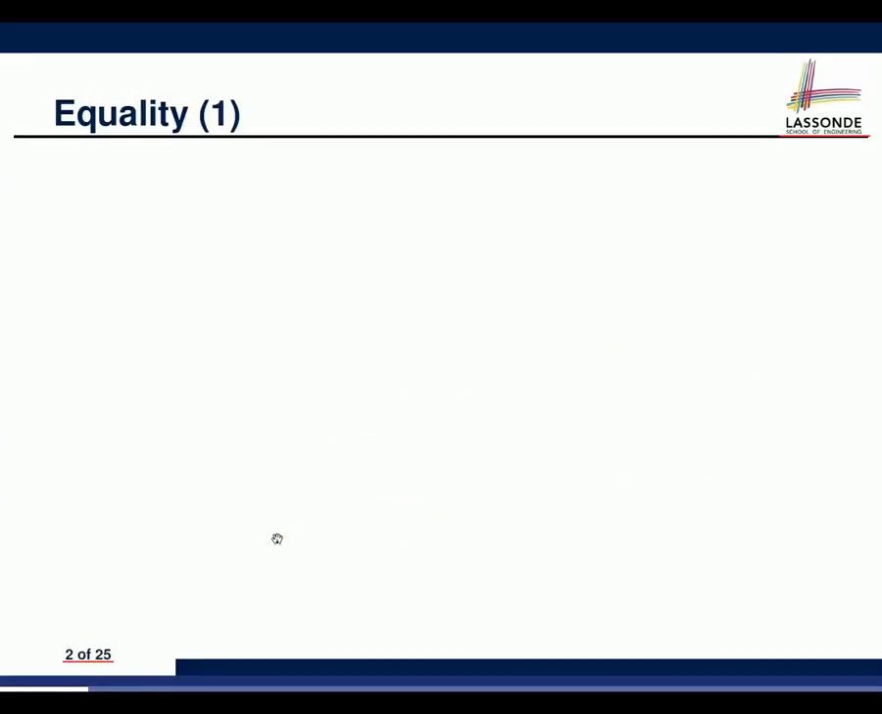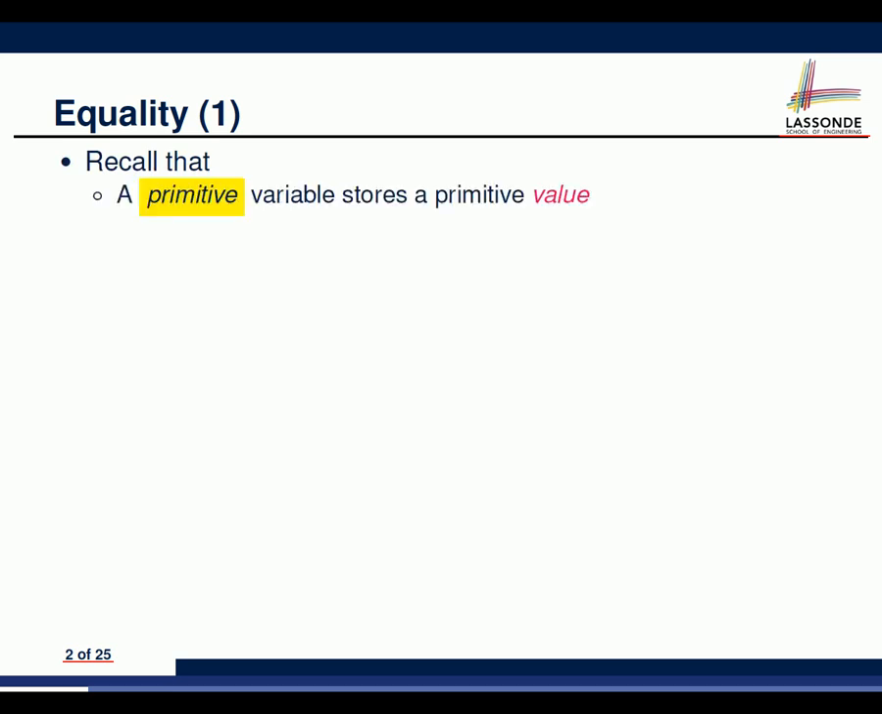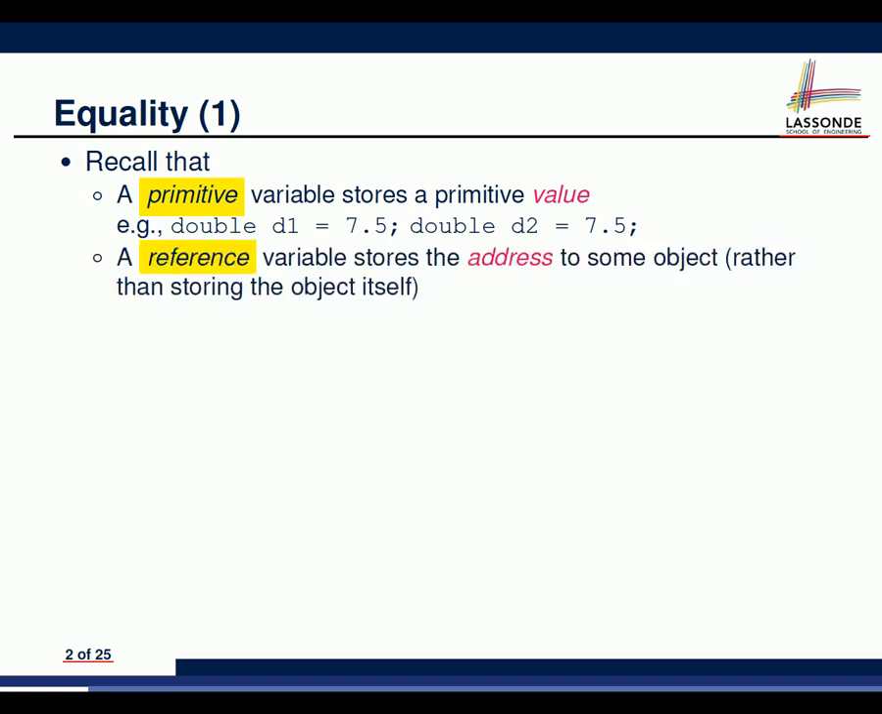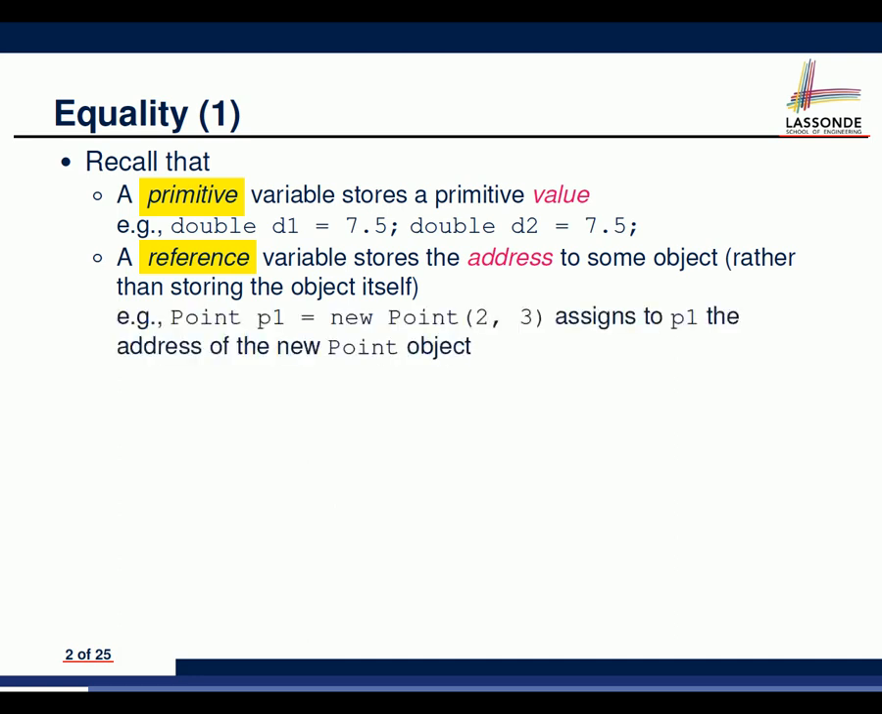Before we talk about equality, let's review certain basics just in one slide, and then we'll see how things might work differently. Let's recall what we did as a review. We have primitive types which store just the value. As for reference types, we store addresses. So if you say double d1 = 7.5, double d2 = 7.5, they are the same value but different copies. But for reference, it's going to be an address.